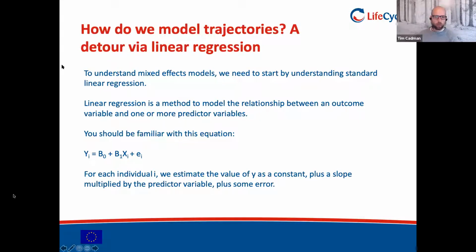So conceptually, how do we model trajectories? I think to understand mixed effects models and multi-level models, we need to start by understanding normal linear regression. This should probably be clear to most people here because it's the bread and butter of the association analyses that we do in epidemiology. With linear regression, we're modeling the relationship between an outcome and one or more predictor variables. I've put the very simple linear regression equation down here. For each individual i, we're estimating the value of the outcome as a constant, an intercept, plus a slope multiplied by the predictor variable, plus an error, because our model isn't going to be perfect.